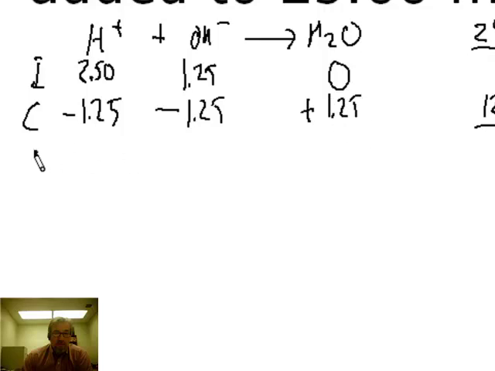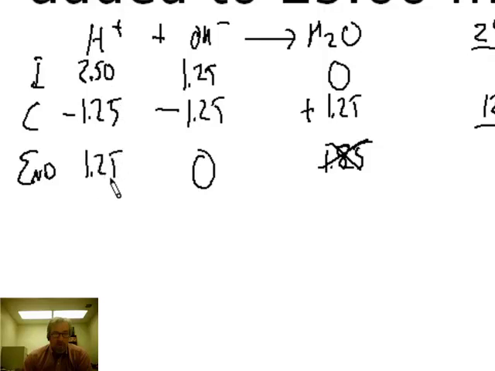At the end of this change, here's what's left. We don't have any OH minus left. We will have created 1.25 moles of water, but we don't really care about that. However, we will have dropped our H plus concentration by 1.25. So if you take 2.5 and subtract 1.25, you end up with 1.25.